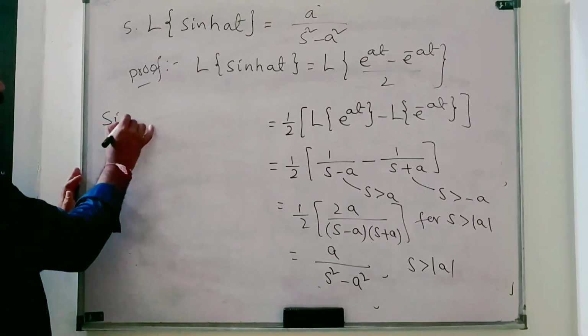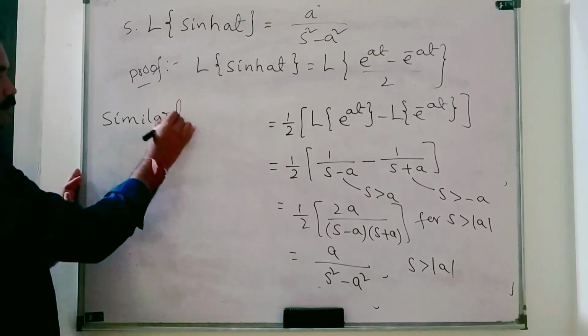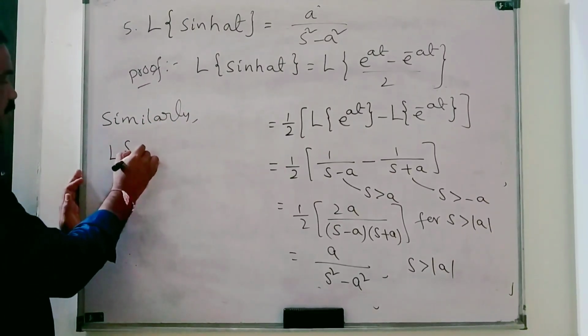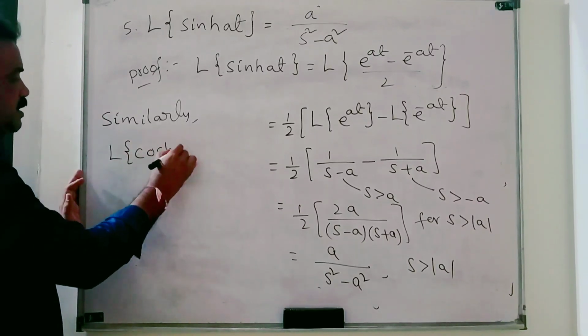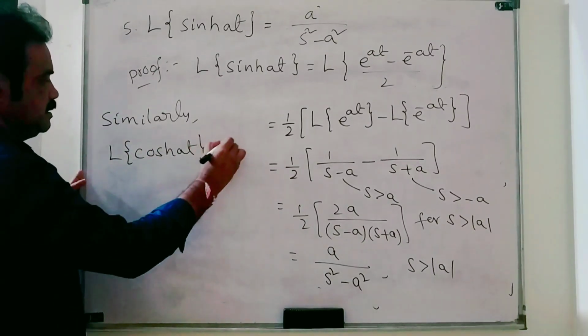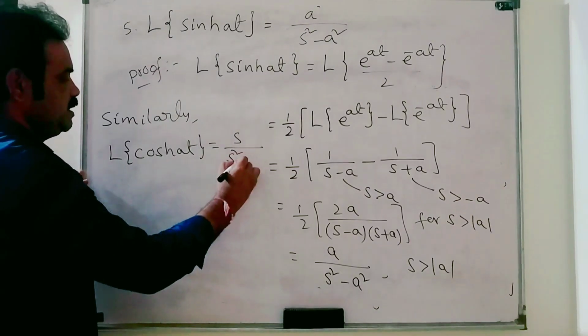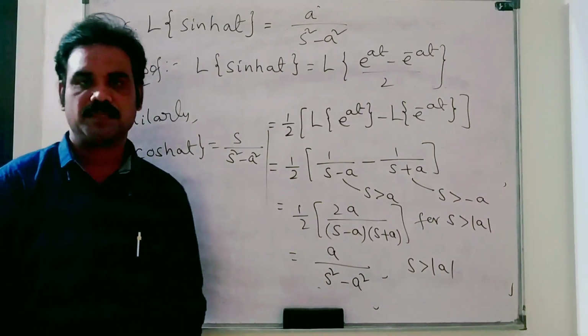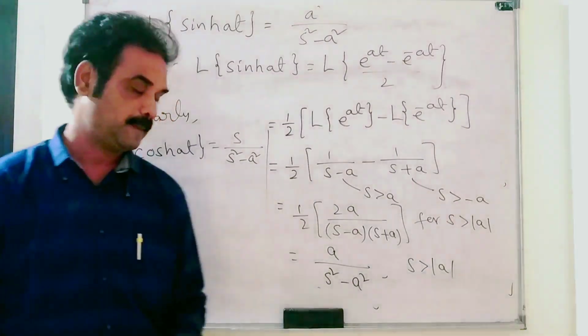Similarly, L of cos h at is equal to s by s square minus a square. These are the Laplace transforms of some elementary functions.